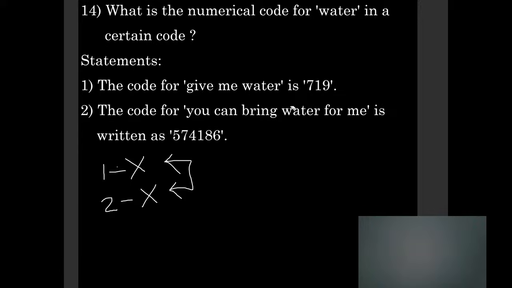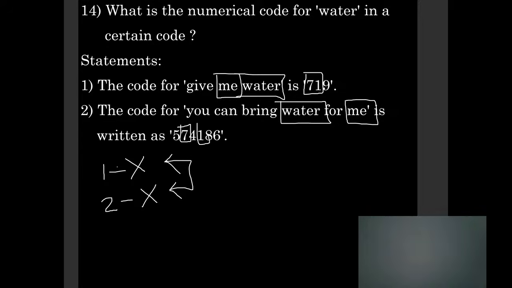So let us check whether we have any common words in the first and second statements. "Give me water." Here "me" is common. Here also we have "me", and here also we have "water". So "me" and "water" both are common. If you look at the numbers, 7 and 1 are common. So "me" and "water" can be either 7 or 1.